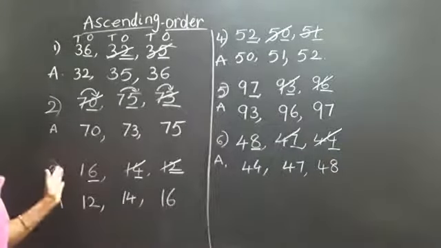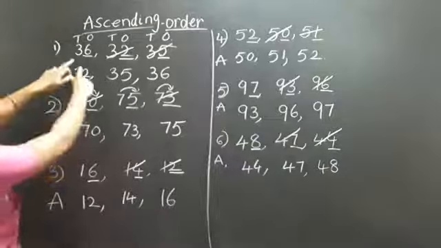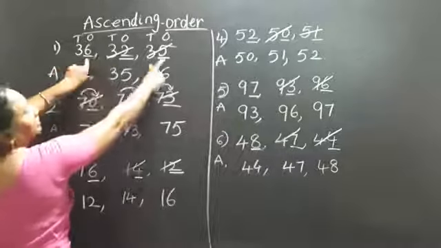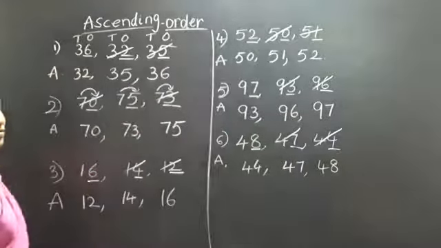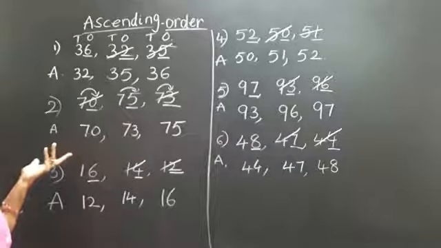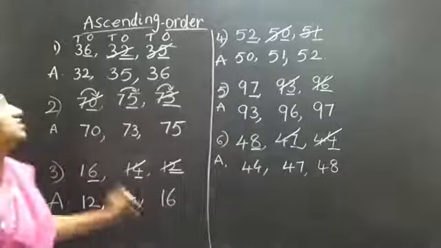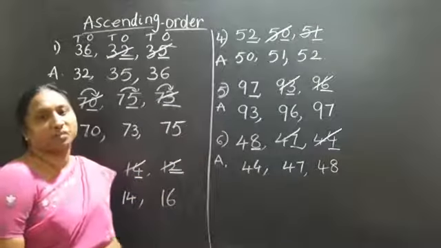Tenth place is same. We will go to one place. Underline the one place numbers. You have to read the number line 0 to 9. Is 0 there? No. Okay? Like that we will say and write. Why? Because don't write the number line 0 to 9 always.